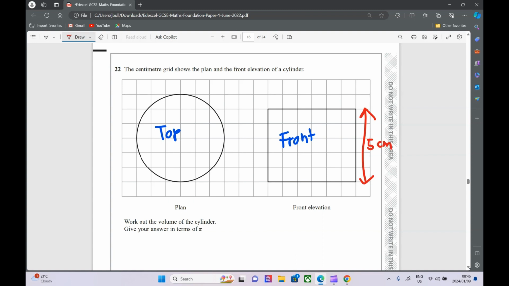And then usually for a cylinder, we would also need the diameter. So we would say, what is this line going through the middle? Okay, so we've got 1, 2, 3, 4, 5, 6. So 6 centimeters is our diameter. Let's just label that.